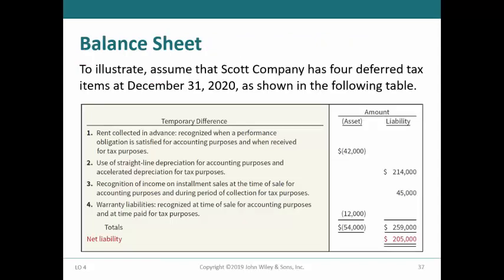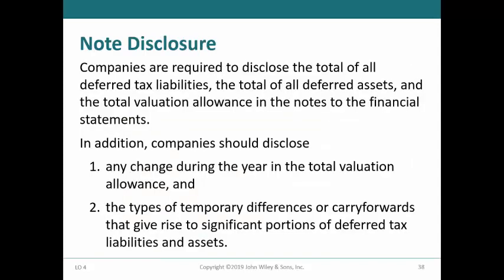This is an example of the determination of deferred tax assets and liabilities on the balance sheet. The deferred tax assets are added together and equal $54,000. The deferred tax liabilities are added together and equal $259,000. Netting the total deferred tax assets and liabilities produces a net deferred tax liability of $205,000. This amount should be reported on the balance sheet as a net non-current liability.